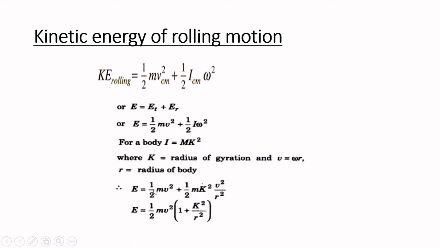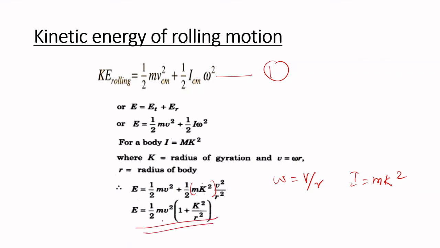So we can rewrite our equation, this first equation over here. We can substitute the respective values, like omega is v by r, omega is equal to v by r, and I is equal to m k square in a general expression. Then E is equal to half m v square plus half m k square in place of I, and v square by r square in place of omega square. So when we take the common factor, half m v square, outside, it becomes half m v square into (1 plus k square by r square).